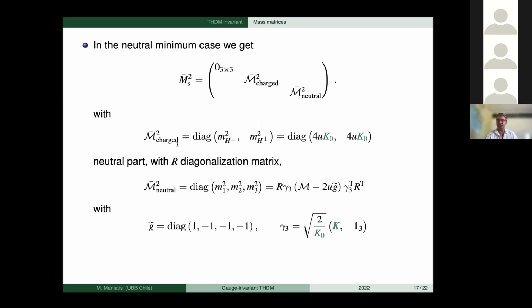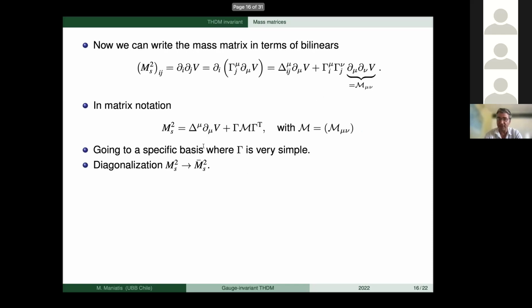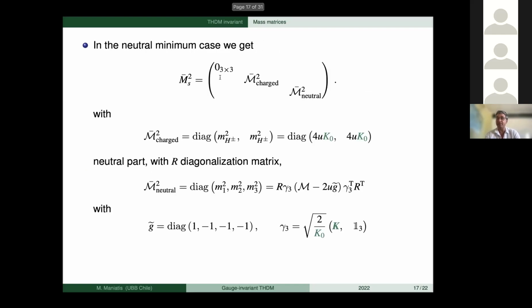And now comes the charge part. We immediately see the 3 Goldstone modes, as we have to have for the neutral minimum. In order to get that, we use the conditions for a neutral minimum, and then we immediately get the 3 Goldstone modes in a transparent way. We get the charge part of the mass squared matrix.